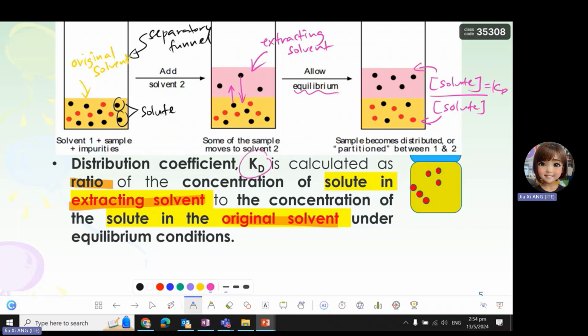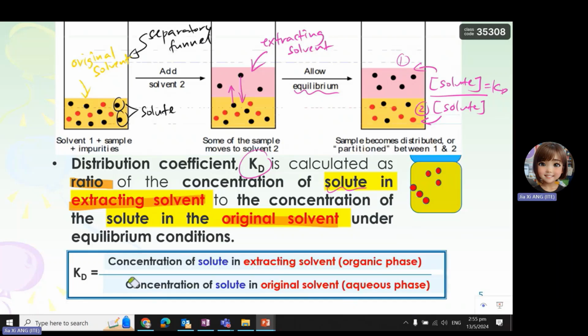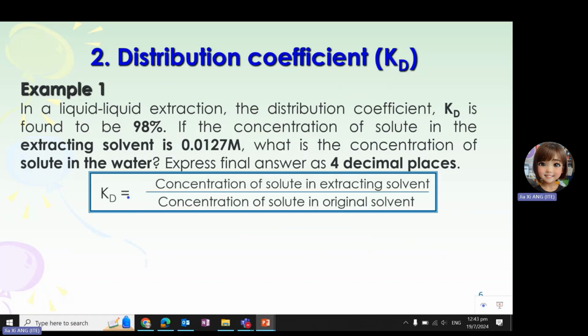So Kd is calculated as the ratio of the concentration of solute in the extracting solvent, which is the top layer, divided by the concentration of the solute in the original solvent, which is the bottom layer. So there will be a value, which is the Kd. We can rephrase this whole statement using a formula. Kd equals the concentration of solute in the extracting solvent divided by the concentration of solute in the original solvent. Let's look at the formula before we start working on the question. Kd equals the concentration of solute in extracting solvent divided by the concentration of solute in the organic solvent.